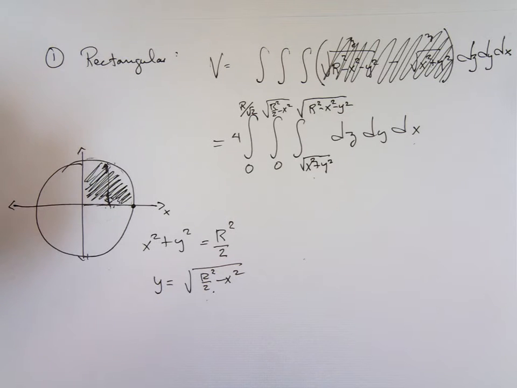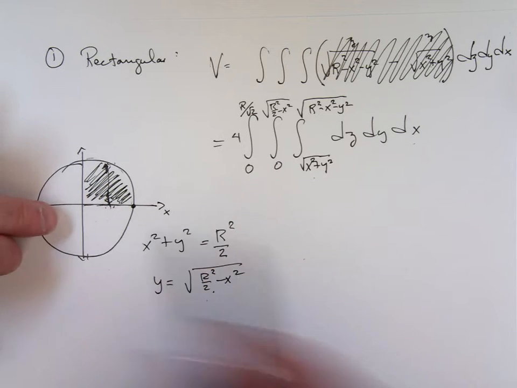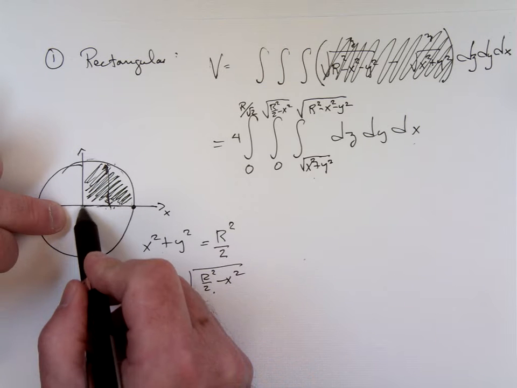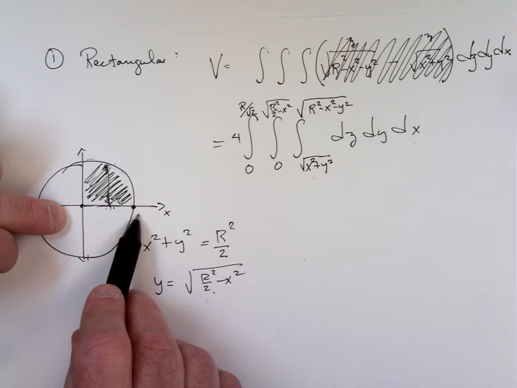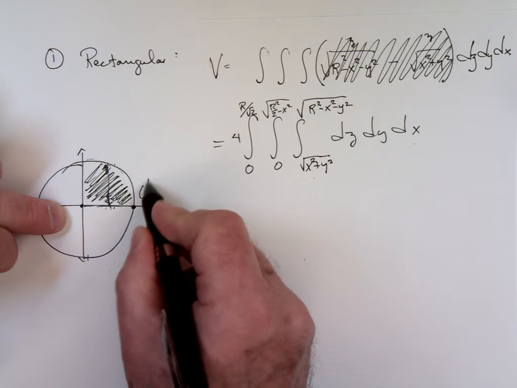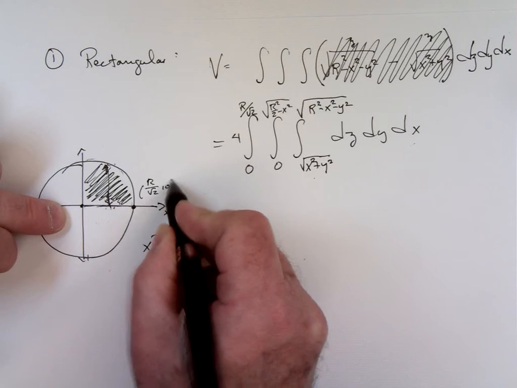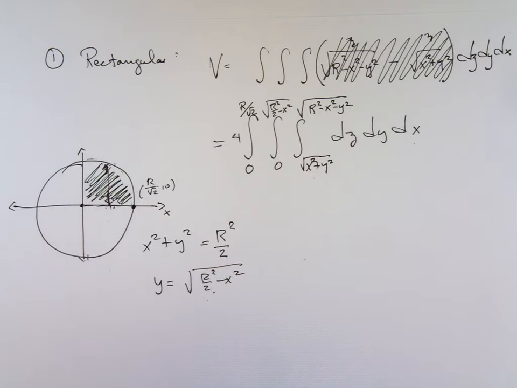The last integral, is that the same thing for x where you solve for? Well, the x one is two constants. X is going from 0 till we hit this point. And what is this point? This point right here is the point r over the square root of 2, 0. Oh, I see.